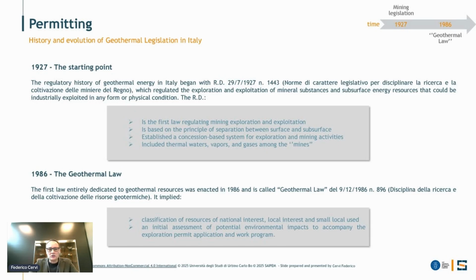Now let's go into a little more detail about each step that I reported in the previous slide. The Royal Decree of 1927 had a significant impact on the management of mineral resources in Italy, as it established a regulatory framework for the extraction of surface minerals, but also for the exploration and exploitation of subsoil resources. The decree classified thermal waters, steam, and gas, essentially geothermal fluids, as subsoil resources, placing them in the category defined by the Royal Decree as mines rather than quarries.